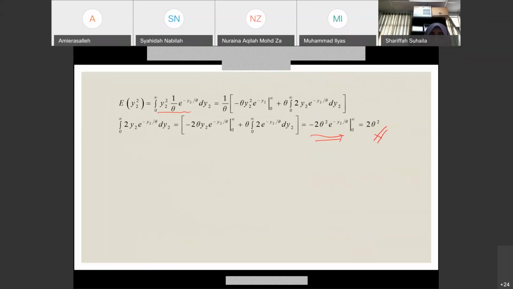Okay, you already have expected value of y2, expected value of y2 square. Now, what is your variance? So variance gantikan balik dalam formula. E(y2 square) minus E(y2), and then square kan. Okay, you get theta square. So that is your variance.